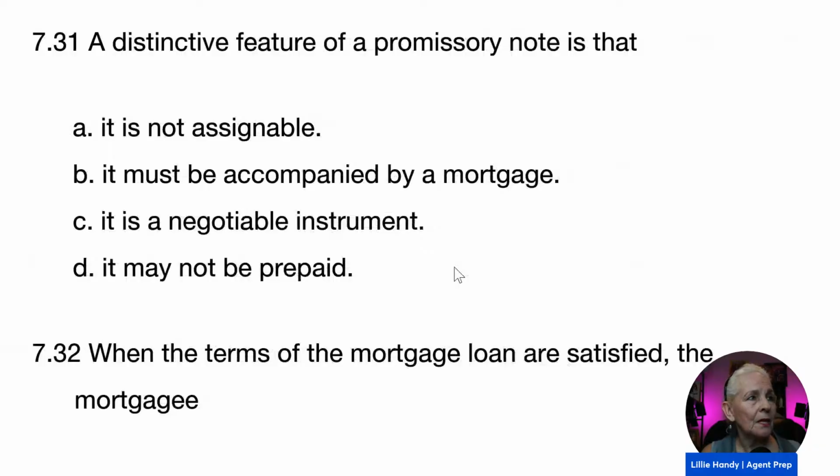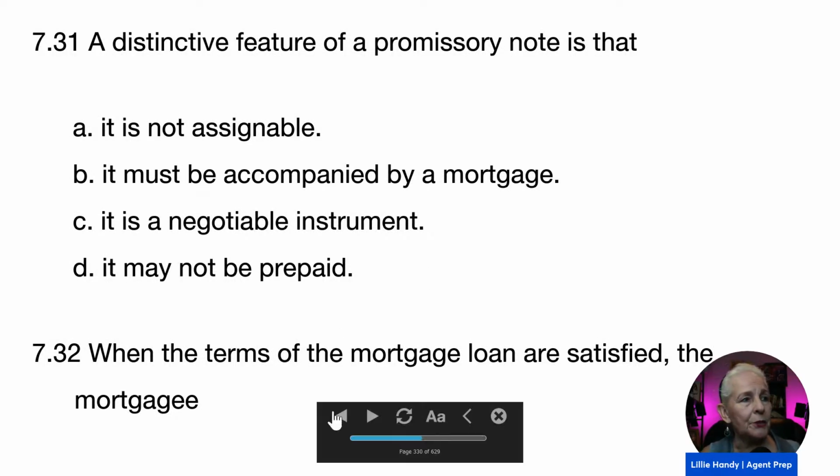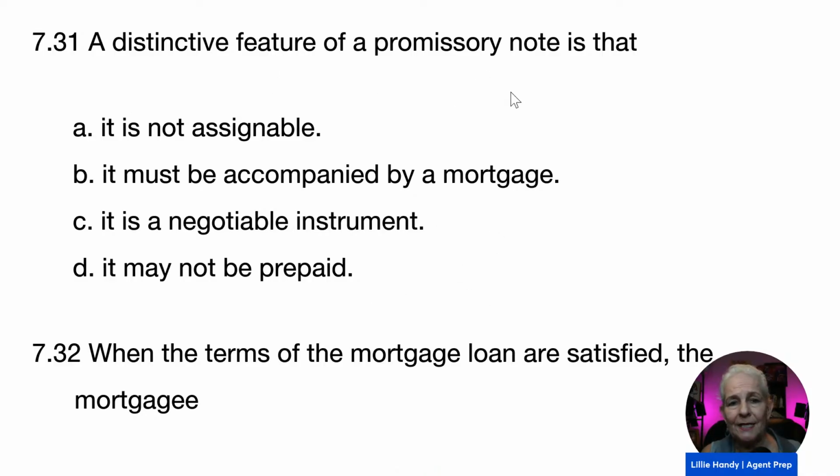Okay. Number 31. I said we were only going to do up to 30, but I'm going to continue. A distinctive feature of a promissory note is that, so what is a promissory note, right? I promise to pay you back in certain terms. The distinctive feature of a promissory note is that A, it is not assignable. B, it must be accompanied by a mortgage. C, it is a negotiable instrument. Or D, it may not be prepaid.